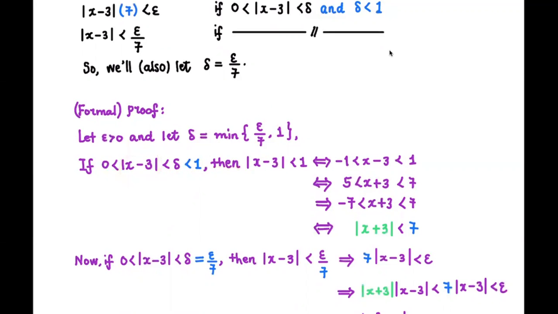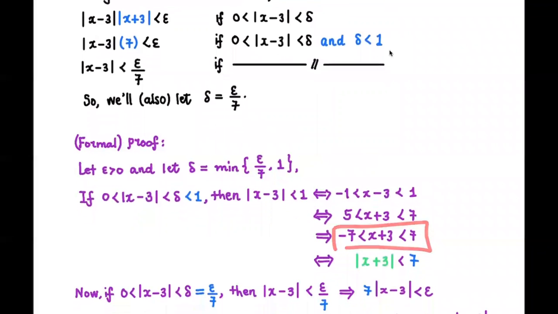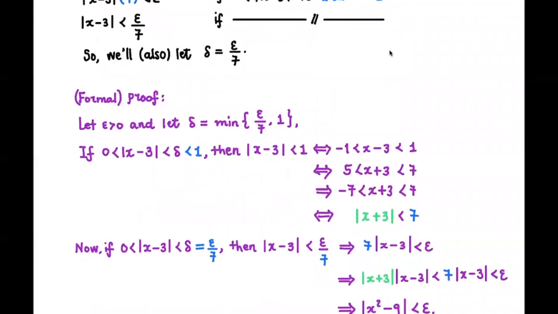Then it's just a matter of formalizing what we had written in our scratch work. Then this absolute value of x minus 3 is less than 1, which is the same as this, which is the same as this. It's the same computation, we're just rewriting it, and this follows too, which is equivalent to absolute value of x plus 3 is less than 7. And notice I've changed the colors. You have here green and the blue. We'll make use of these colors later on to elucidate the inequalities.